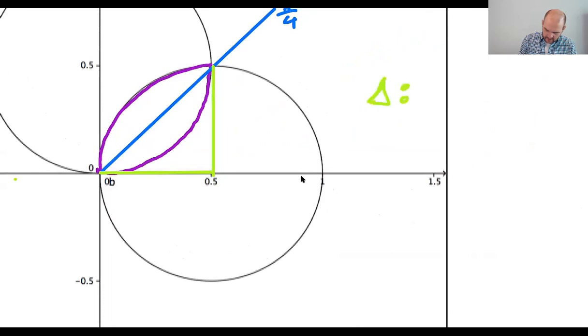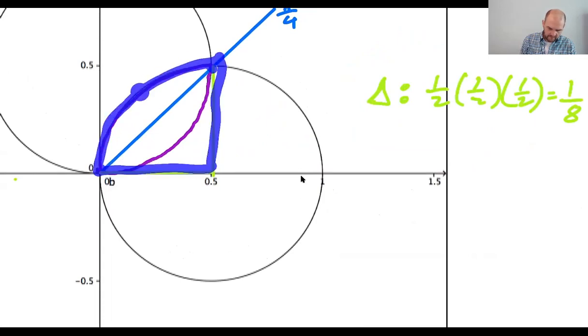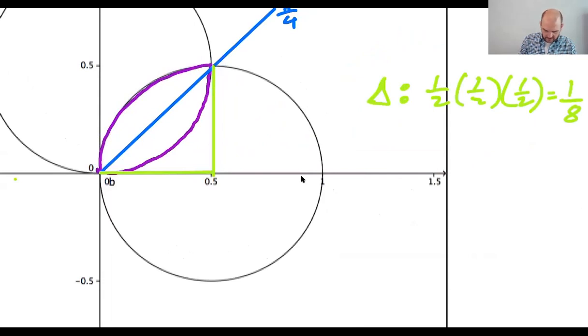The area of the triangle is 1/2 times the base of 1/2 times the height of 1/2, so that's 1/8. And then let's do the quarter circle minus the triangle. So I'll use red for the quarter circle. How do I draw a quarter circle?